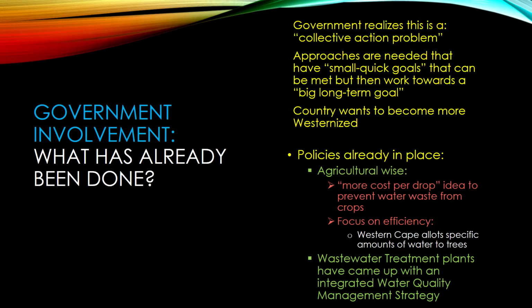So, what has already been done in this is that the government knows that this is a collective action problem. They know that this is a governing issue that needs to be talked about and dealt with. Also, they say that there needs to be short-term goals, but these short-term goals need to be quick and easily accessible.